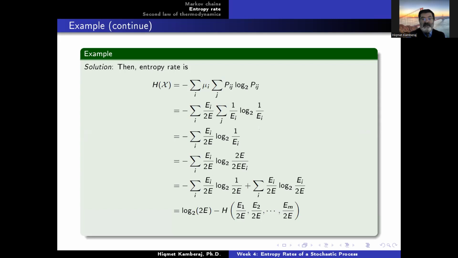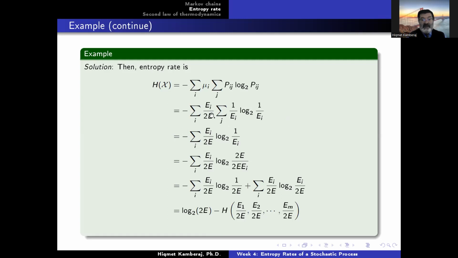Now the entropy rate in that case is equal to, again, minus the sum over all i's of mu I, times the sum over all j's of Pij log base 2 of Pij. Then I replace mu I with EI over 2E, and I replace Pij with 1 over EI. Then I obtain, for the same reason, the first term equal to minus the sum over all i's of EI over 2E, log base 2 of 1 over EI, all right?